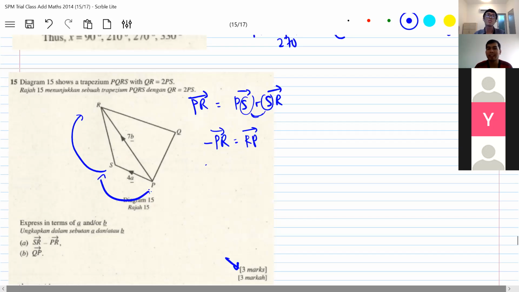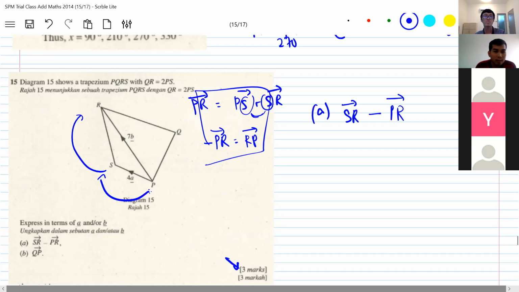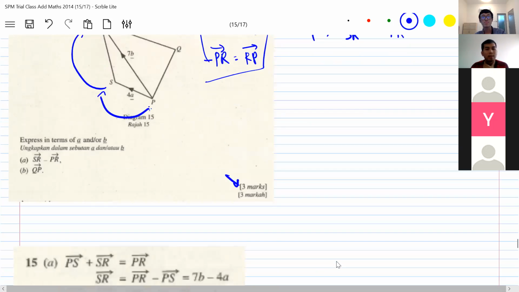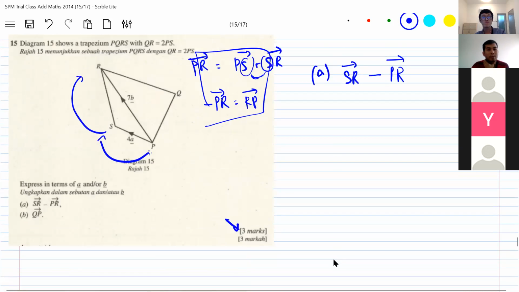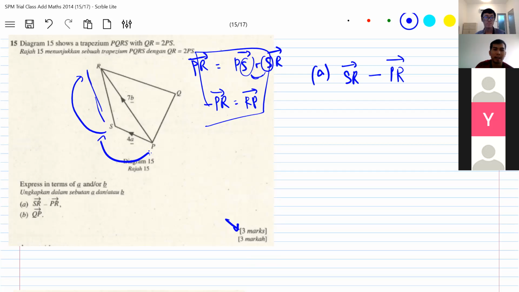Okay, so with this understanding, let's try to solve for A, 15. So what is SR minus vector PR? So you can find SR. SR is not given a number, correct? But is there another way to go about SR? Like I said, you can use a path in vector. That's why it's quite interesting for vectors sometimes.